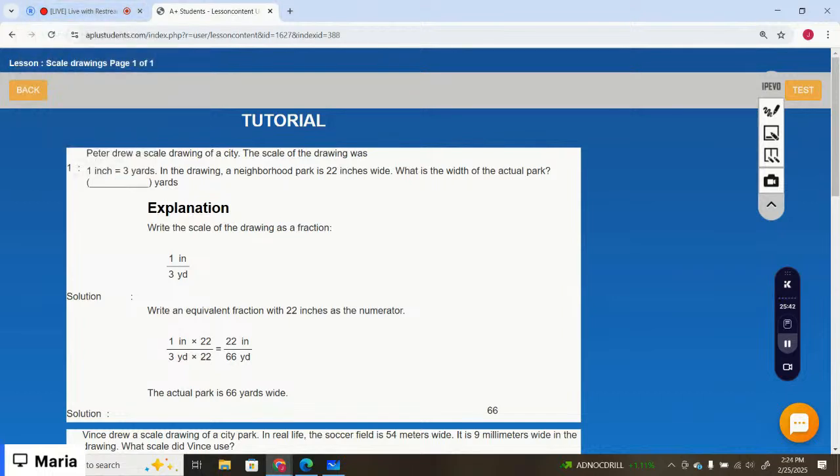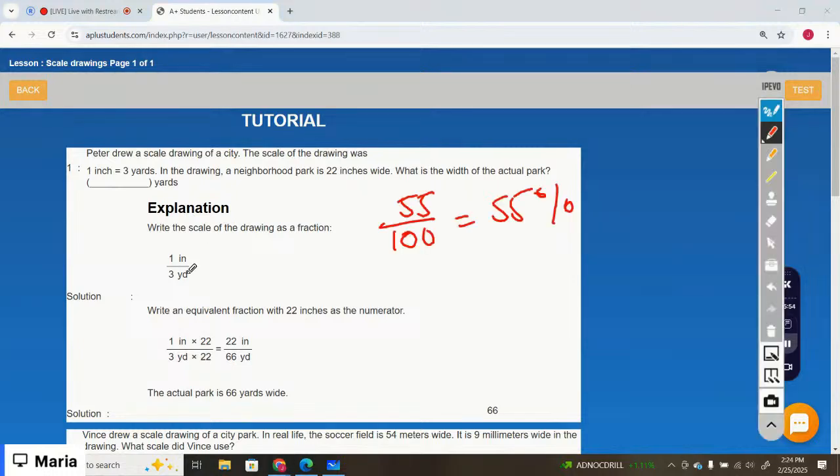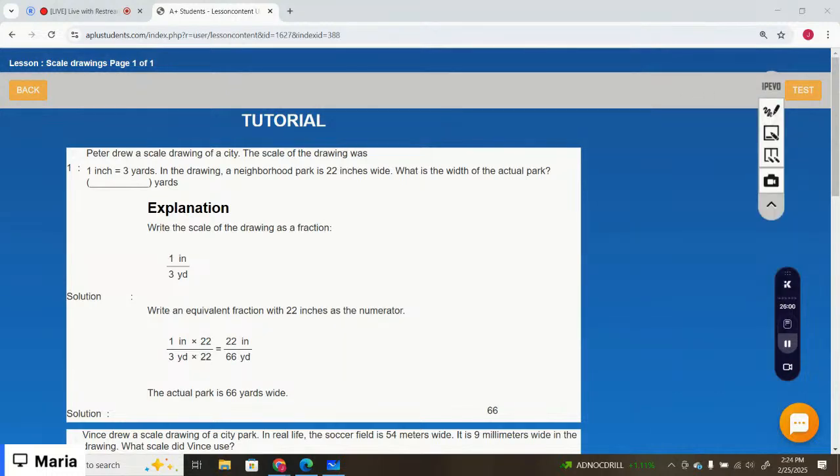1 inch equals 3 yards in the drawing. A neighborhood park is 22 inches wide. What is the width of the actual park? So basically, the scale is 1 inch to 3 yards. You have to see that the park is 22 inches wide in the drawing, and find the actual width of the park.